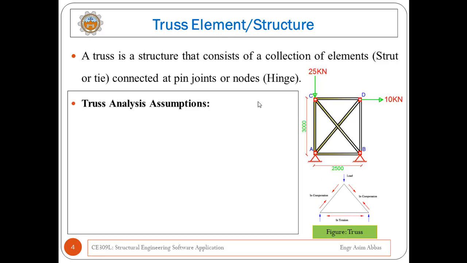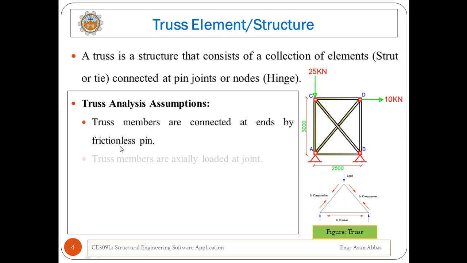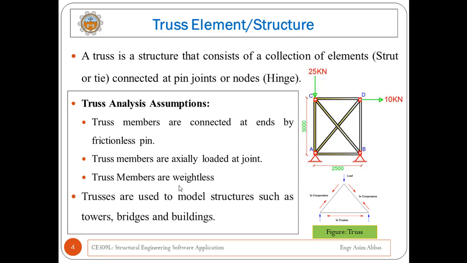Okay, in order to analyze a truss for member forces, there are a few assumptions given below. The truss members are connected at ends by frictionless pin. The second assumption is the truss members are axially loaded at joints, right? The truss members will be loaded at joints only. And the third assumption is the truss members are weightless. Fine. The trusses are mainly used to model structures such as towers, bridges, and buildings.